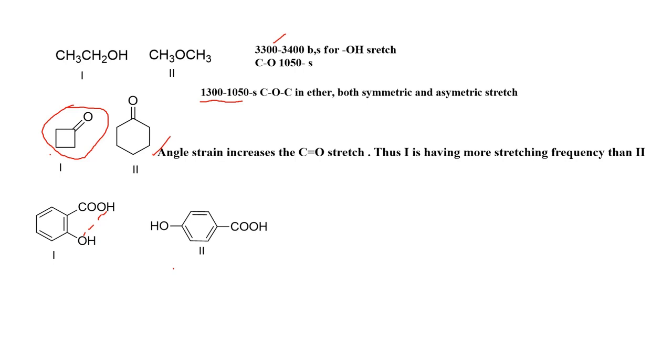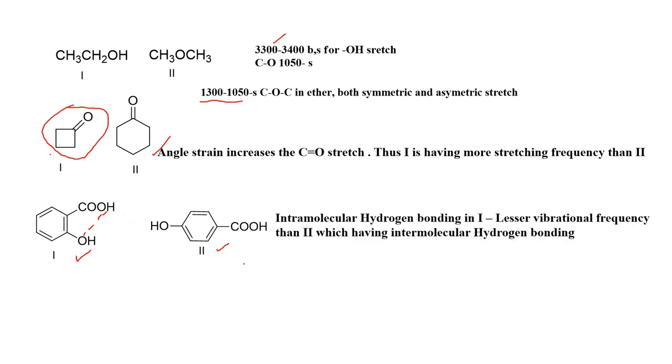The OH stretch for molecules having intermolecular hydrogen bonding is usually greater than that for molecules having intramolecular hydrogen bonding. And so the second molecule has a greater OH stretch than the first molecule, and that is how they can be distinguished. The intramolecular hydrogen bonding in one gives a lower vibrational frequency than the second, which has intermolecular hydrogen bonding. Hence the second molecule has a greater OH stretching frequency compared to salicylic acid. Okay, that is how these two molecules can be distinguished.